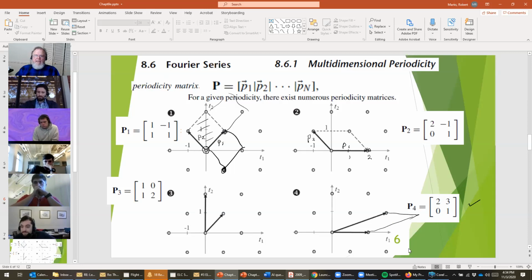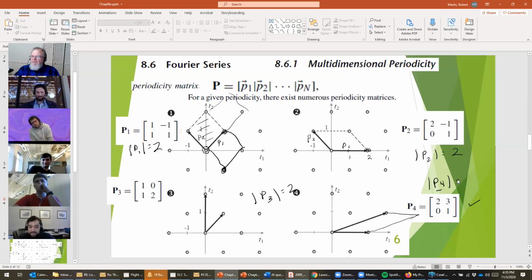But if David is right, then the magnitude of the determinants of all of these periodicity matrices are going to be the same. In other words, equal to the area of the tile. Are they the same? What's the determinant here? 2. What's the determinant here? 2. That's right. What's the determinant here? 2. Okay, this is getting boring, right? And what's the determinant here? It's also equal to 2.